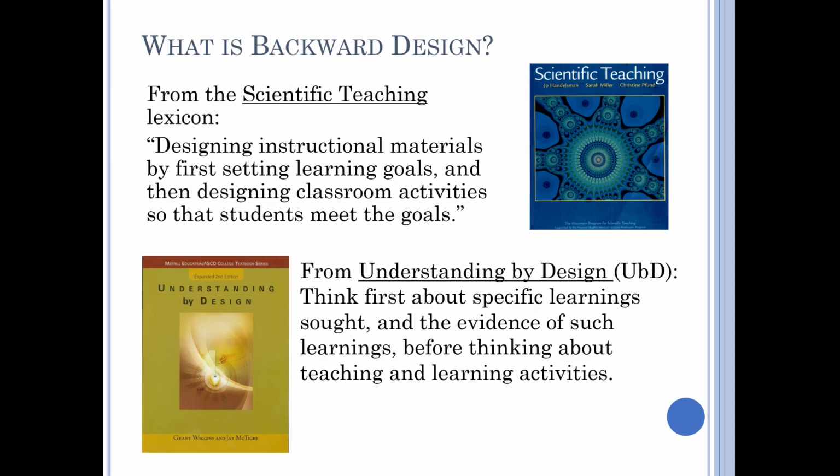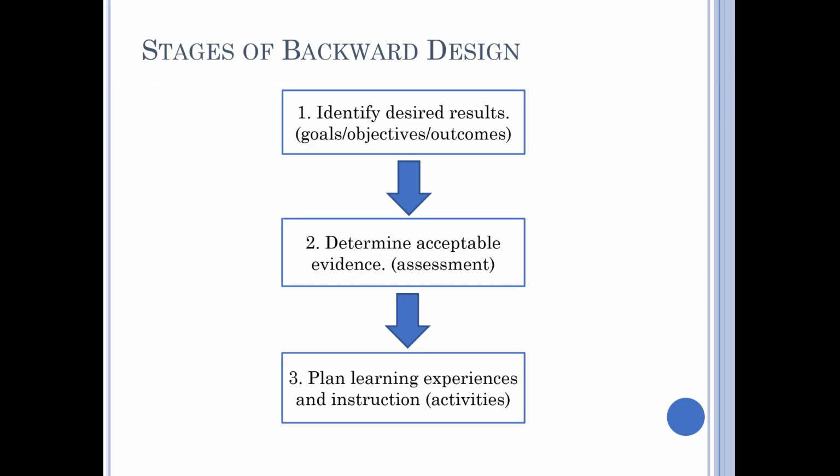From the book Understanding by Design, you would first think about specific learnings sought and the evidence of such learnings before thinking about teaching and learning activities. From Understanding by Design, then, the 3 stages of backward design are to first identify the desired results. You can think of those as goals, objectives, or outcomes. I'll define those more clearly in just a minute. In the second stage of design, you would determine acceptable evidence, or the assessment of the desired learning goals. And for the final stage, you would plan learning experiences and instructional activities.